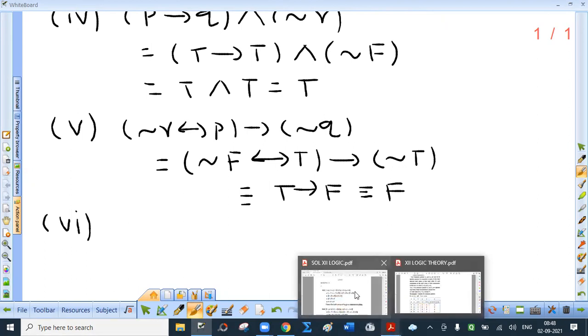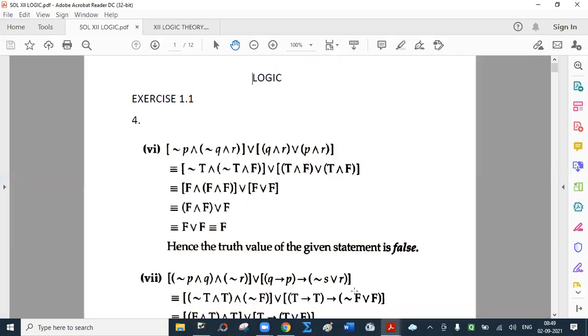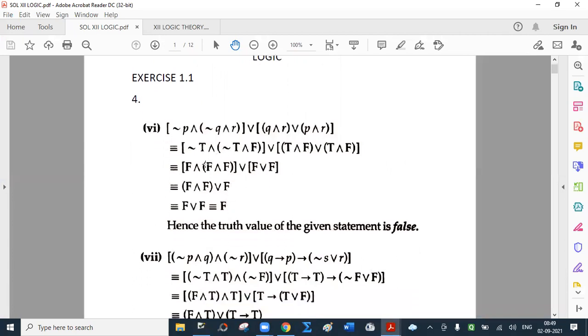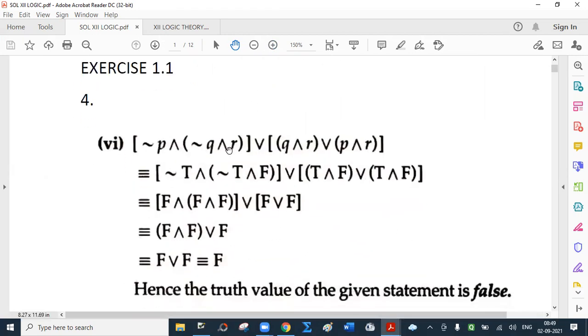Now next one. You have to write this. I'll give you time for that. Actually, first you should try. This is the solution for sum number 6. Write down.